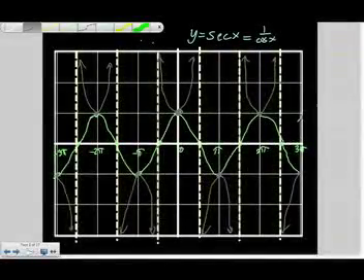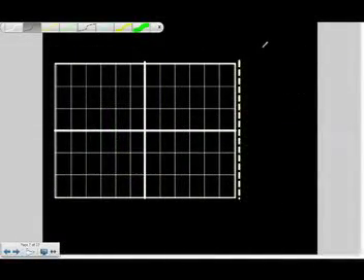And that's it for secant and cosecant. Let's go ahead and graph some transformed cosecant and secant functions. Let's take the first one. Y equals positive 2 cosecant x plus pi over 4.